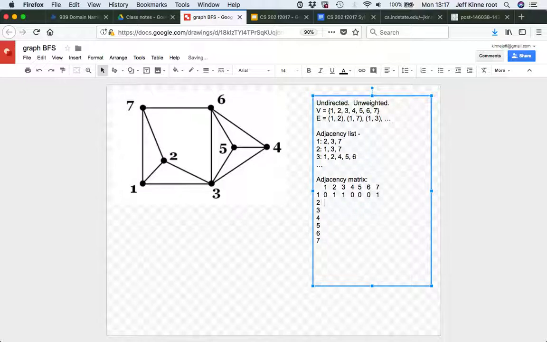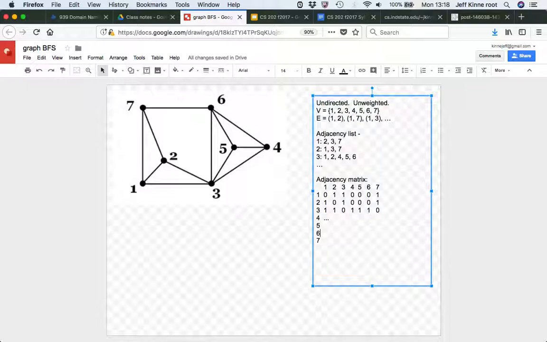For 2, as we already have listed up here, there's an edge to 1, 3, and 7. Something like that. 3 goes to 1, 2, not 3, 4, and not 7. Okay, and then we would have the rest of the entries there.